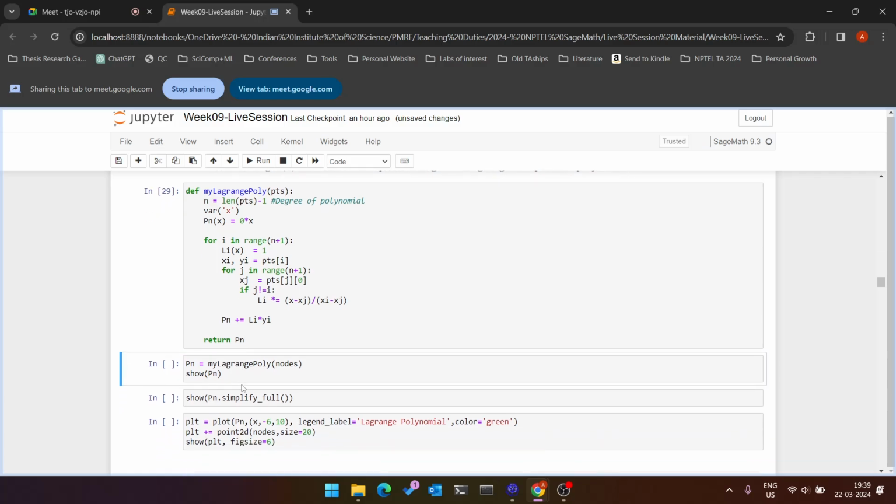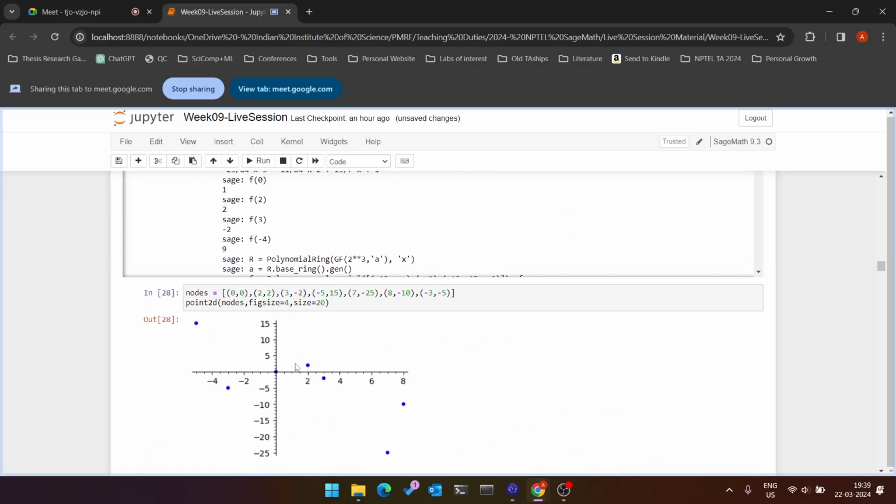Let's see what happens here. Pn is my Lagrange polynomial of nodes. Nodes I have already specified above.